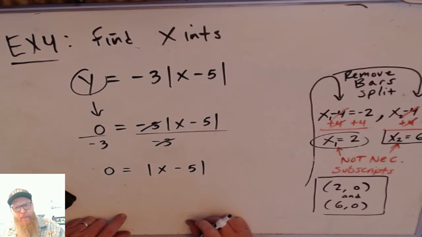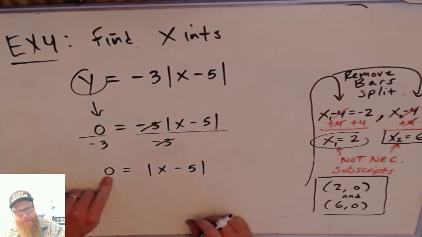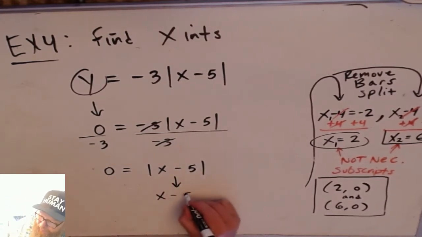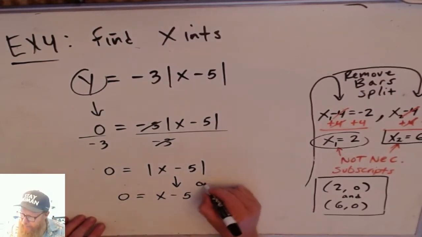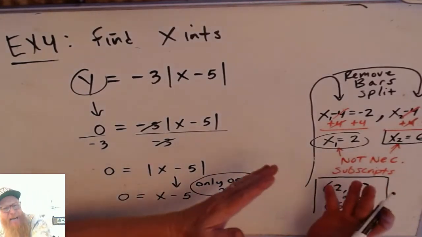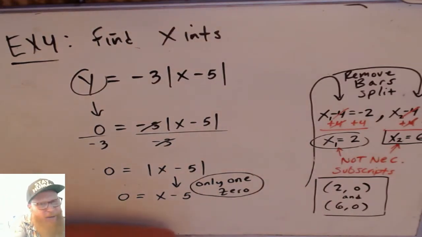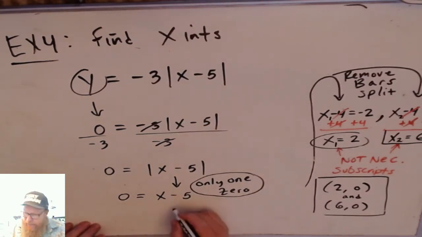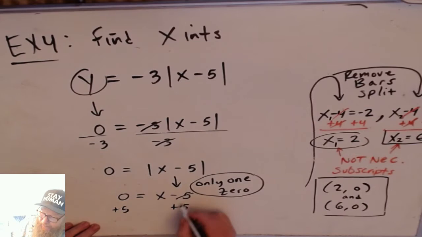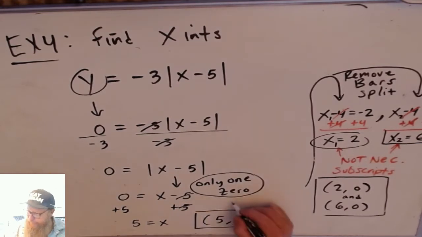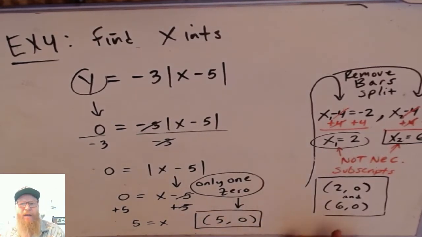And then what? Well, this is equal to 0. So if the absolute value is equal to 0, you can just remove the bars and set it equal to 0. There's only going to be one solution. So you're not going to say positive 0 and negative 0. That wouldn't make any sense, right? There aren't 2 zeros on the number line. There's only 1 0. So you can just remove the bars and set it equal to 0. And your solution is 5. So this only has one x-intercept.